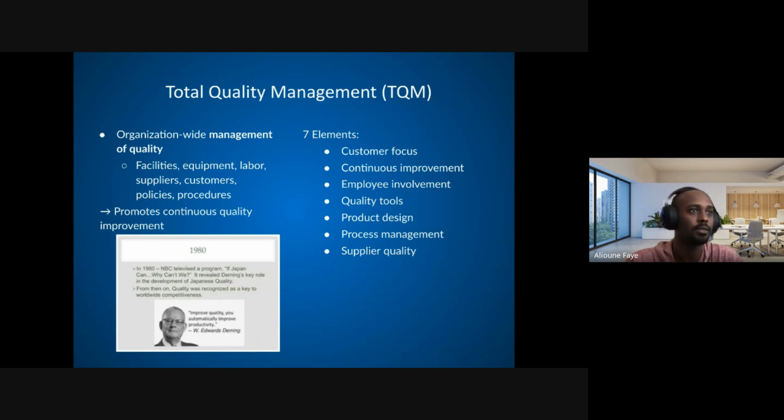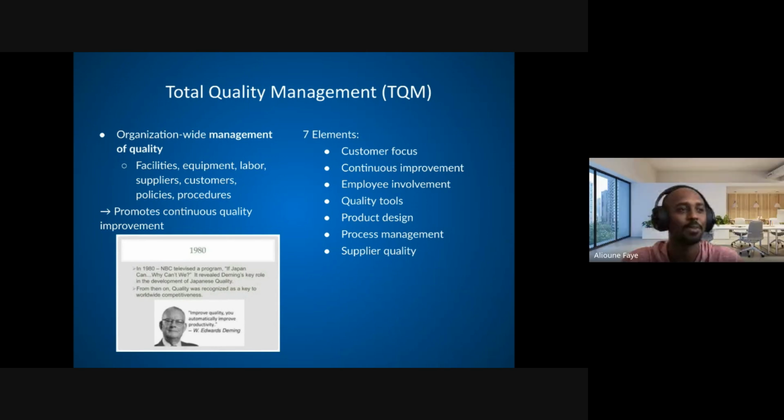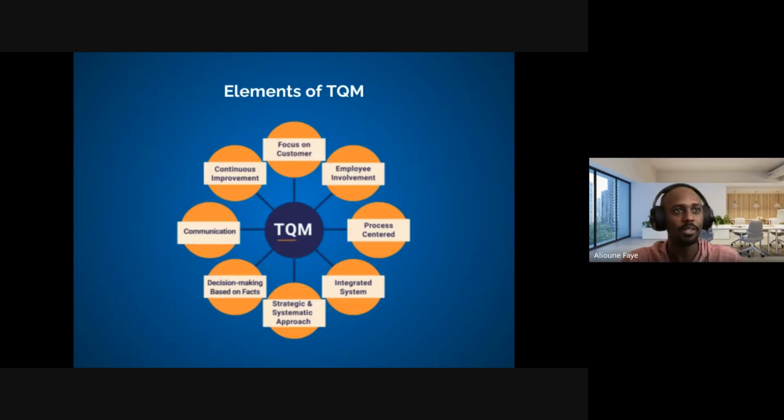So yeah, this promotes continuous quality. Any questions or any clarification on that before we take a look at the elements of TQM? Is someone saying something? No. Okay. All right. So these are the elements.